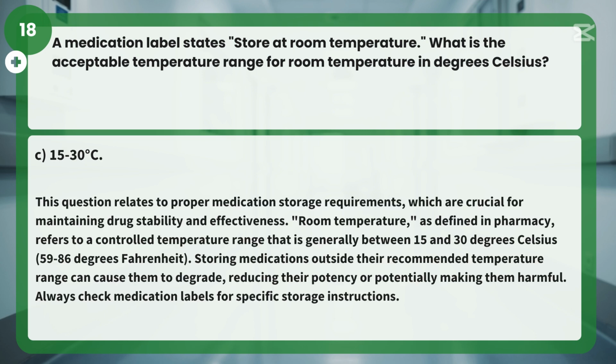Answer: C. 15 to 30 degrees Celsius. This question relates to proper medication storage requirements, which are crucial for maintaining drug stability and effectiveness. Room temperature, as defined in pharmacy, refers to a controlled temperature range that is generally between 15 and 30 degrees Celsius, 59 to 86 degrees Fahrenheit. Storing medications outside their recommended temperature range can cause them to degrade, reducing their potency or potentially making them harmful. Always check medication labels for specific storage instructions.